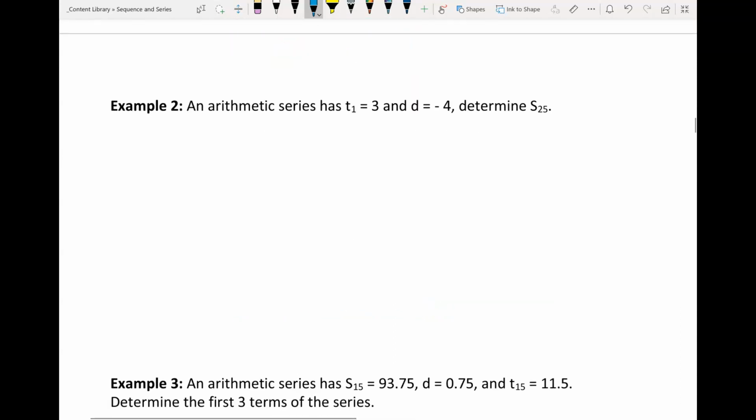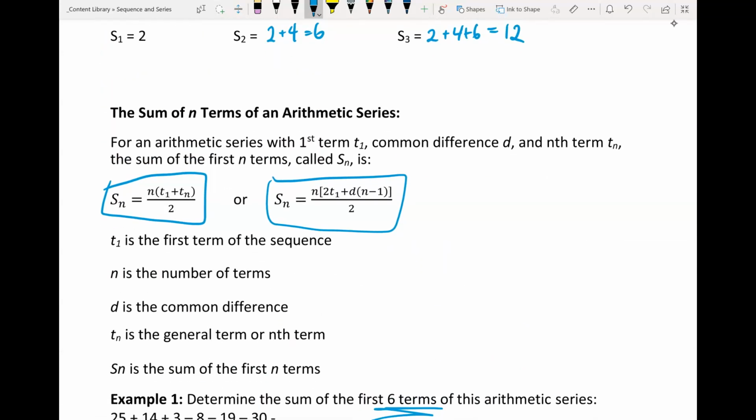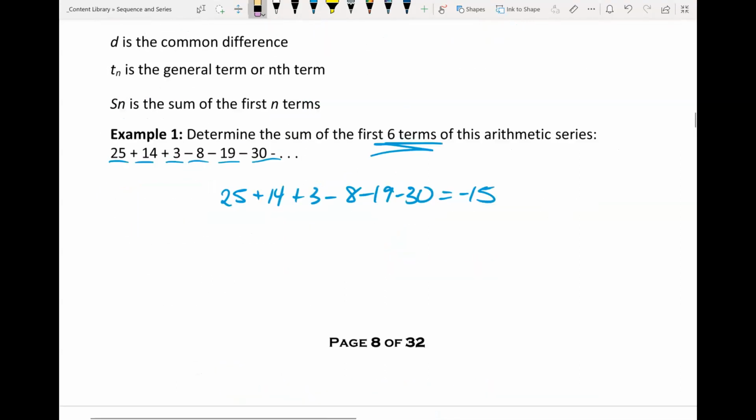Now let's look at a different example where we are required to use a formula. So we've been given that T1 is 3, that's your first term. The common difference is negative 4, and we want to determine the sum of 25 terms. So comparing the two equations that we have, or formulas we have, because we've been given d, we have to use this one. There's no d in the first one, so we're going to use the second one. I'm going to write this down.